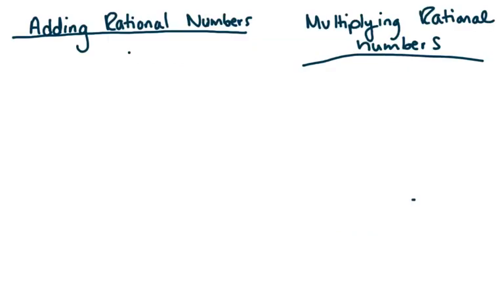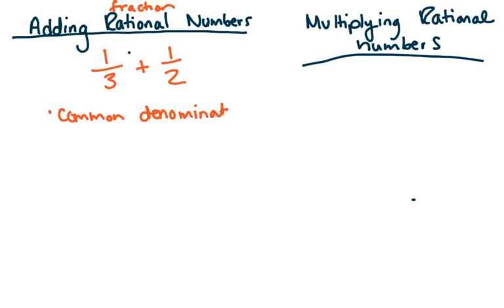So adding rational numbers. When you're adding rational numbers, now remember rational, think of fraction. So, I don't know, 1/3 plus 1/2. We want to make sure we have a common denominator. And then we want to add the numerators and keep the denominator.